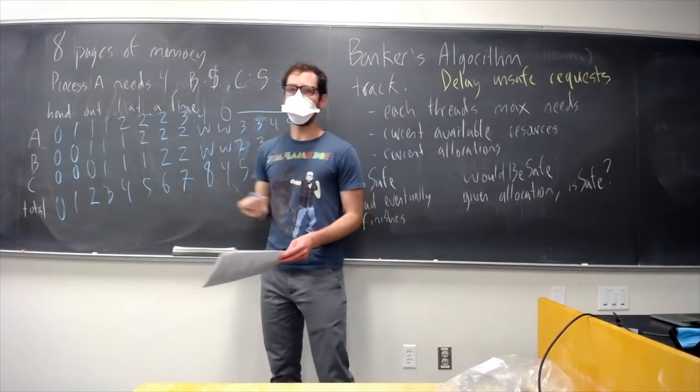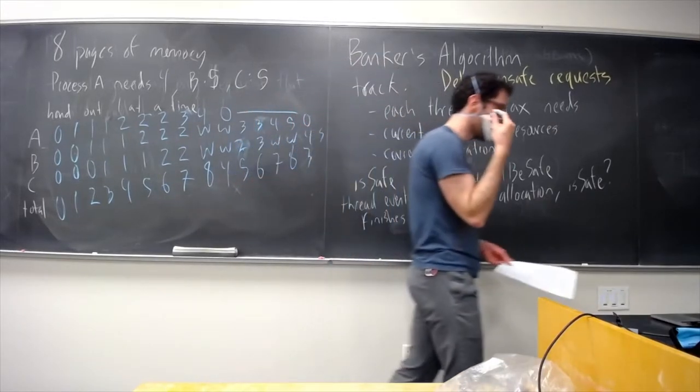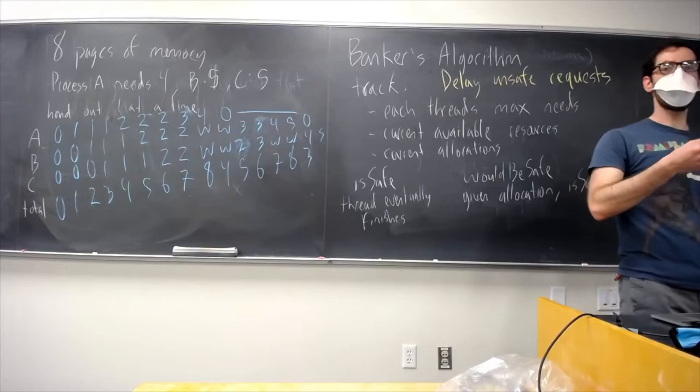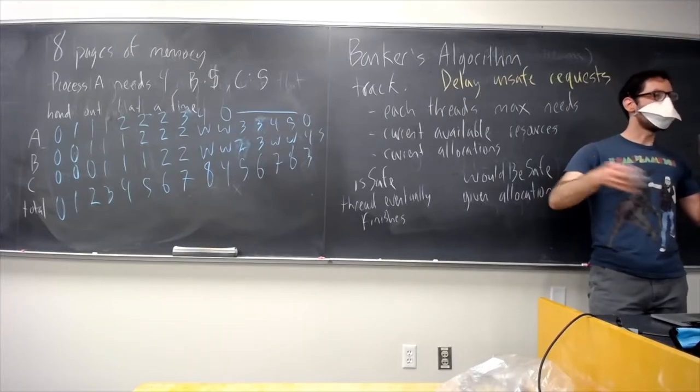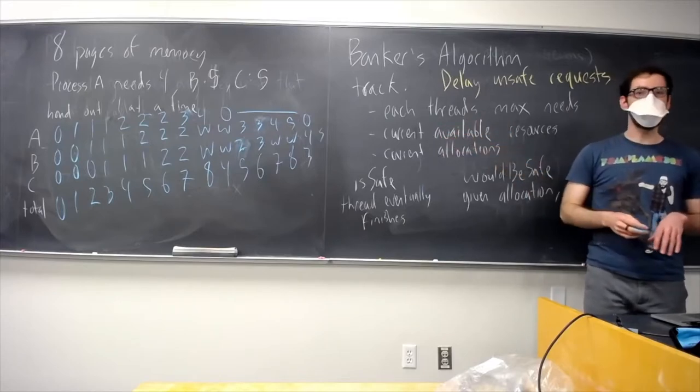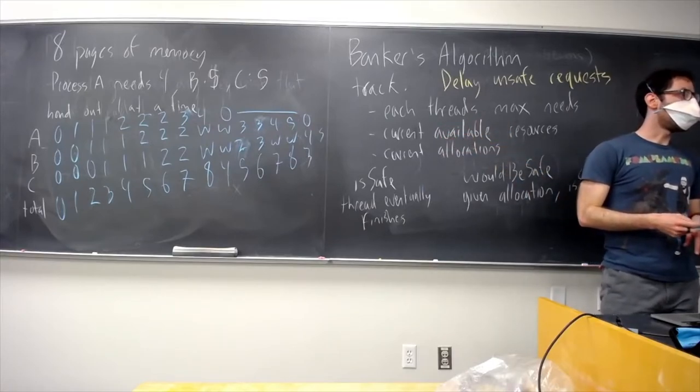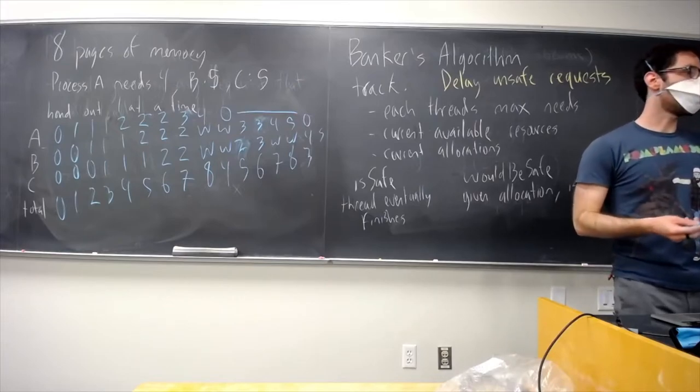So in this sort of system, there'd be an incentive for a process to be honest about its memory needs and not overstate them, because this algorithm will, in some sense, penalize those that would have a high potential for deadlocking the system.